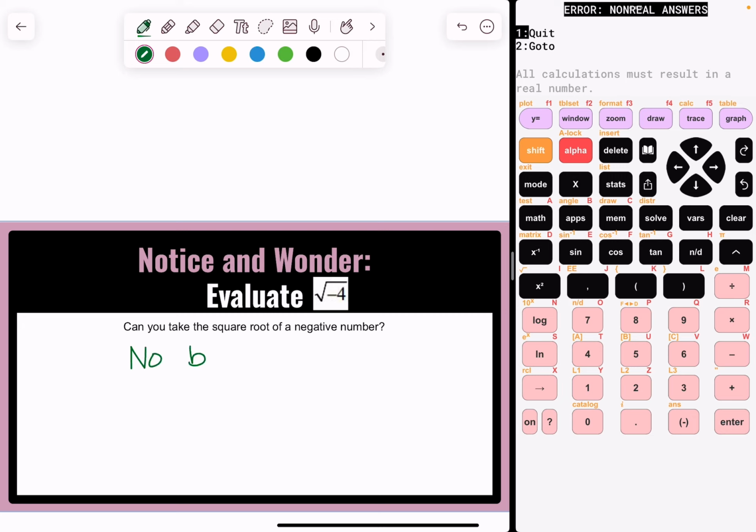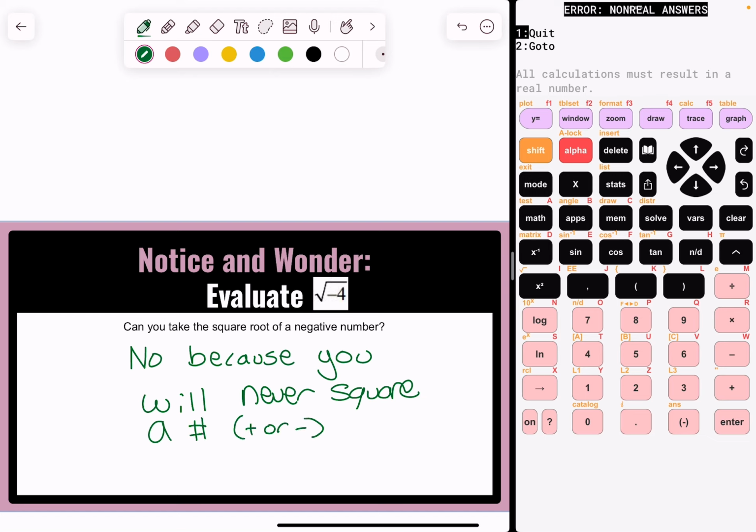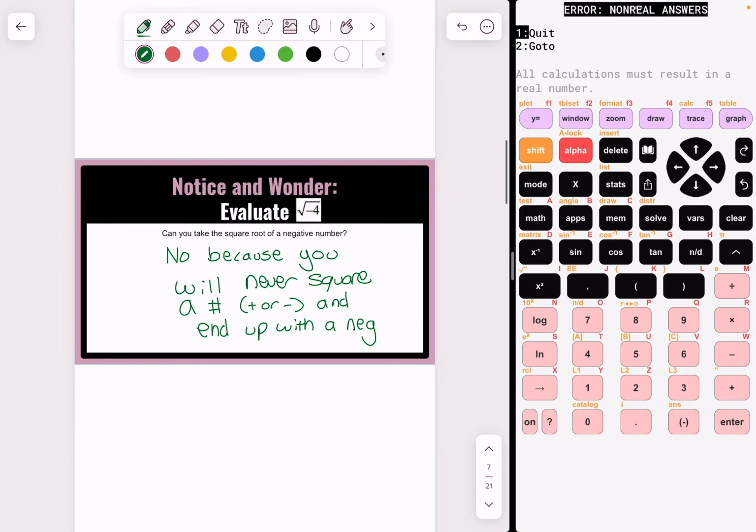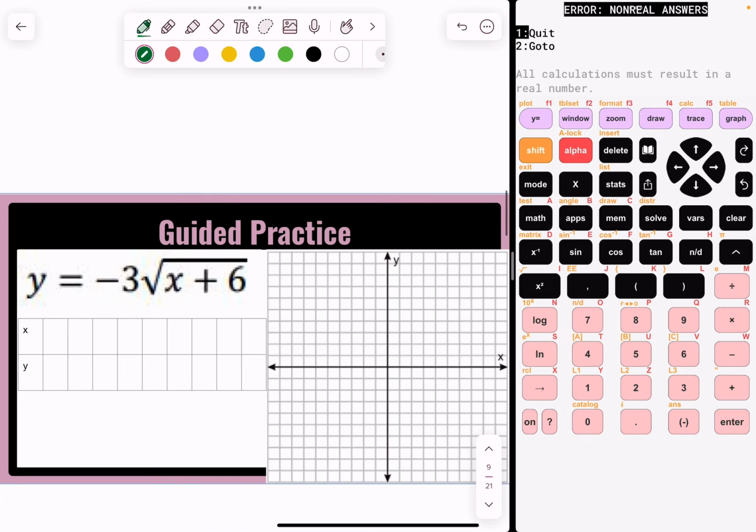No, because you will never square a number, positive or negative, and end up with a negative, which means you can't take the square root of a negative. All right. Now let's look at this guided practice. We are just going to graph this function. Let's go ahead and graph this.